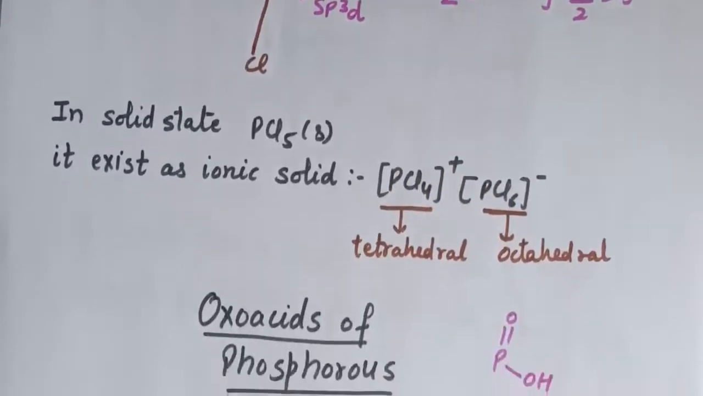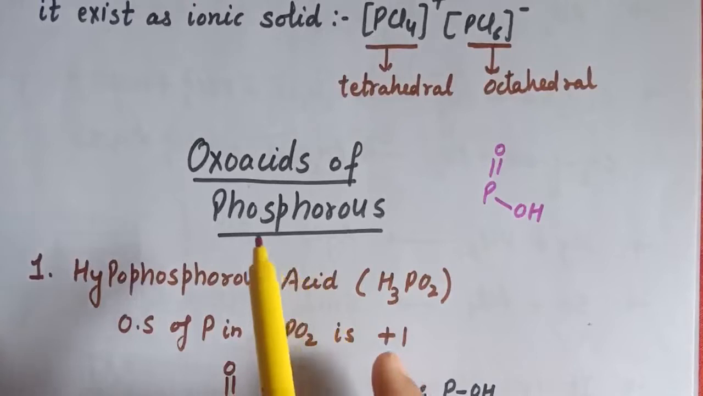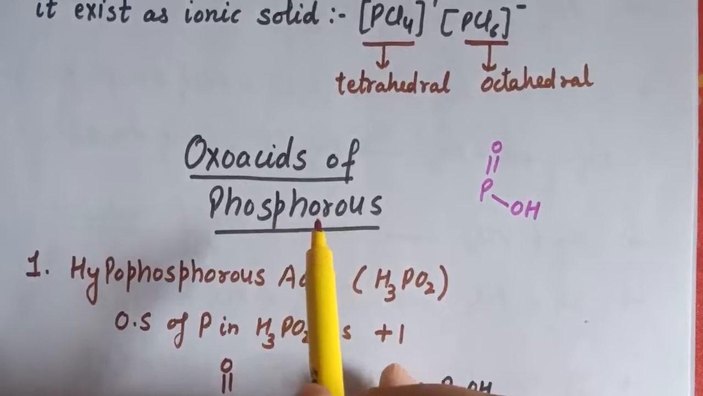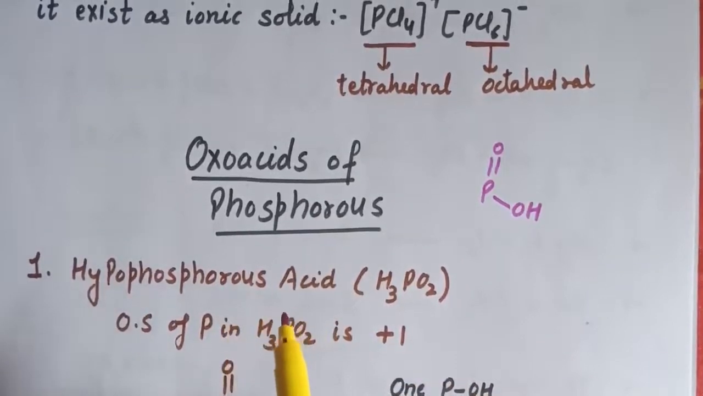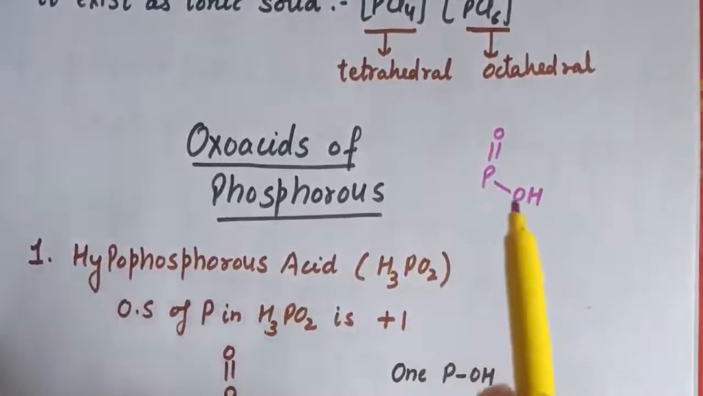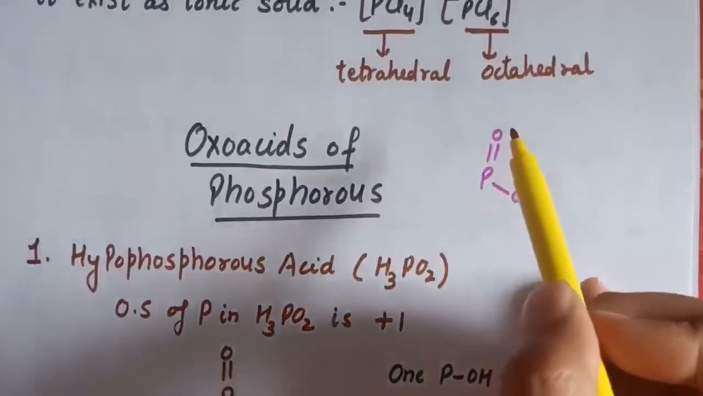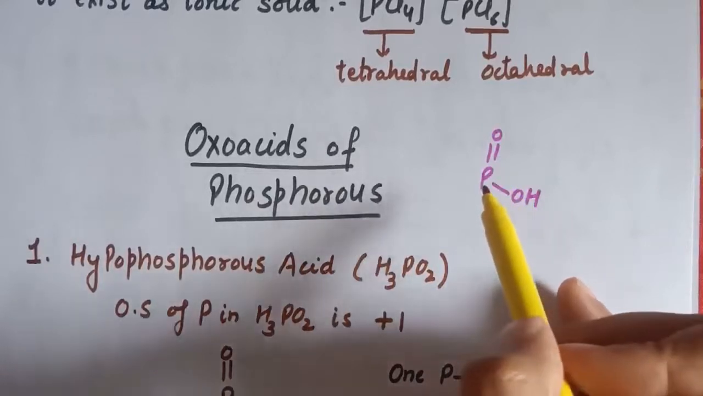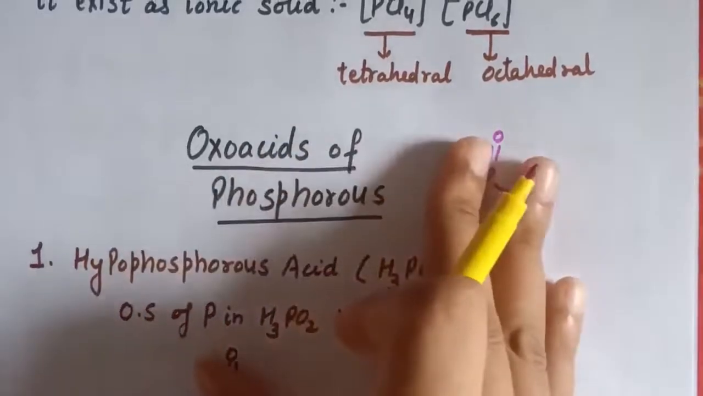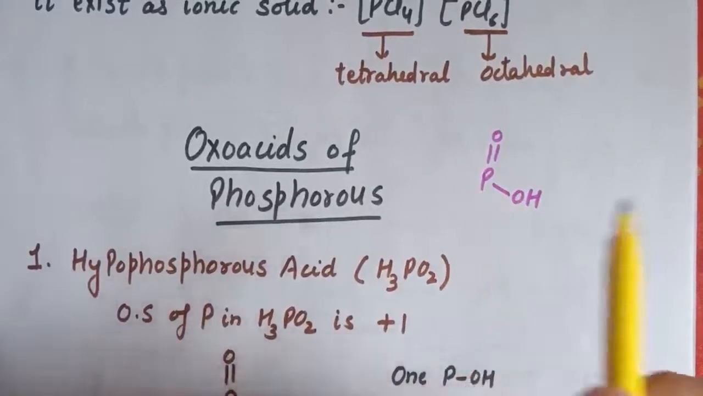Now next topic is oxoacids of phosphorus. So phosphorus forms a number of oxoacids. Now we will discuss the structure and the oxidation state of phosphorus in oxoacids and some characteristic bonds in oxoacids of phosphorus. The common thing in all the oxoacids of phosphorus is that they contain one P double bond O and one OH attached to phosphorus. This is the common structure. OH can be more than one, and that will depend upon the formula of that oxoacid.